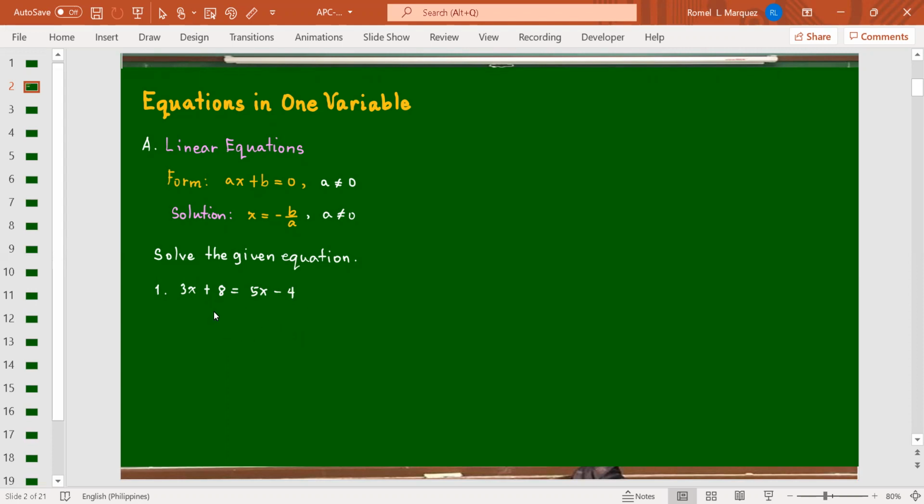So first, let us simplify this equation. To simplify, we are going to collect those terms that are similar. In order to do that, let us add on its side negative 5x, so that we'll have 3x minus 5x, and then also we add negative 8 on its side, so that we'll have negative 4 plus negative 8.